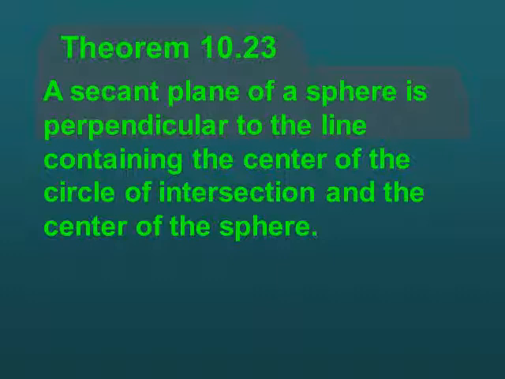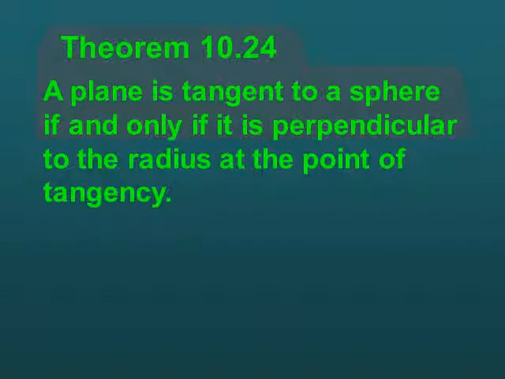A secant plane of a sphere is perpendicular to the line containing the center of the circle of the intersection of the sphere. A plane is tangent to a sphere if and only if it is perpendicular to the radius at that point of tangency.